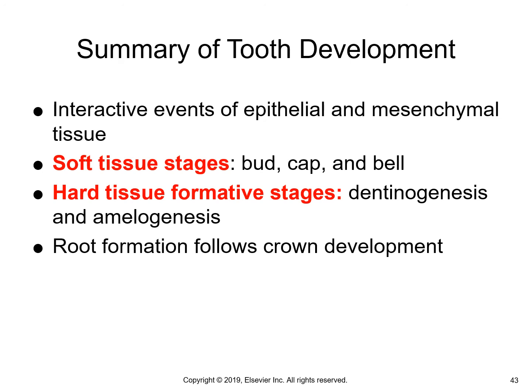So, in summary of tooth development, interactive events of epithelial and mesenchymal tissue occur. We've got the soft tissue stages of bud, cap, and bell. And then the hard tissue formative stages are dentinogenesis and amelogenesis. Dentinogenesis always occurs before amelogenesis, but the ameloblasts are the ones that instigate the odontoblasts to begin dentinogenesis. Root formation follows crown development and is not complete until the tooth is in full function with the opposing teeth.